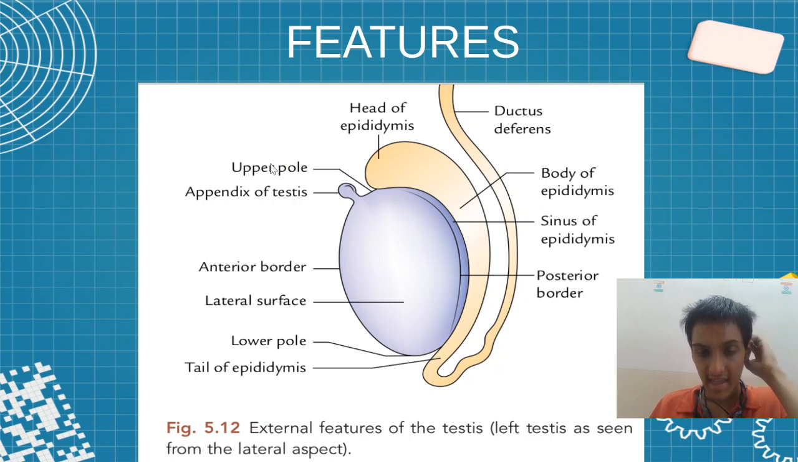Now let us see the external features. We can see now, this is the testis, this oval shaped structure. This is the appendix, the anterior and the posterior borders. This is the head, body and tail, parts of the epididymis. And also here we are finding the ductus deferens.